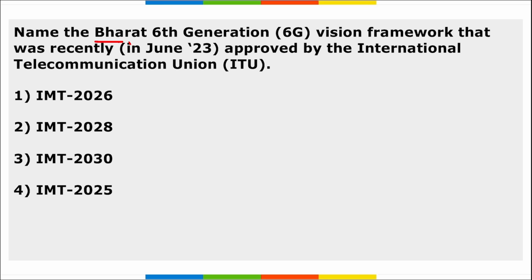Next, name the Bharat 6th Generation Vision Framework that was recently approved by the International Telecommunication Union. So it is IMT 2030, right? It is the 6th Generation Vision Framework, and here 6th generation stands for the speed of communication, right? For the speed of internet, we can say.